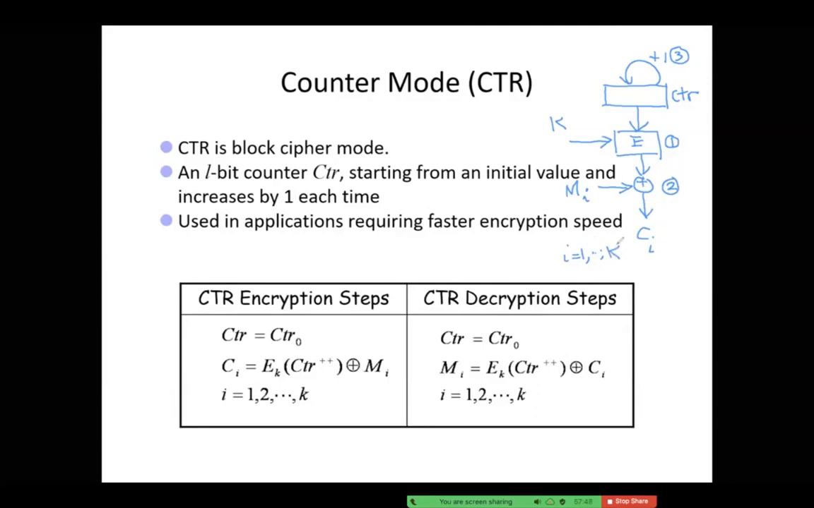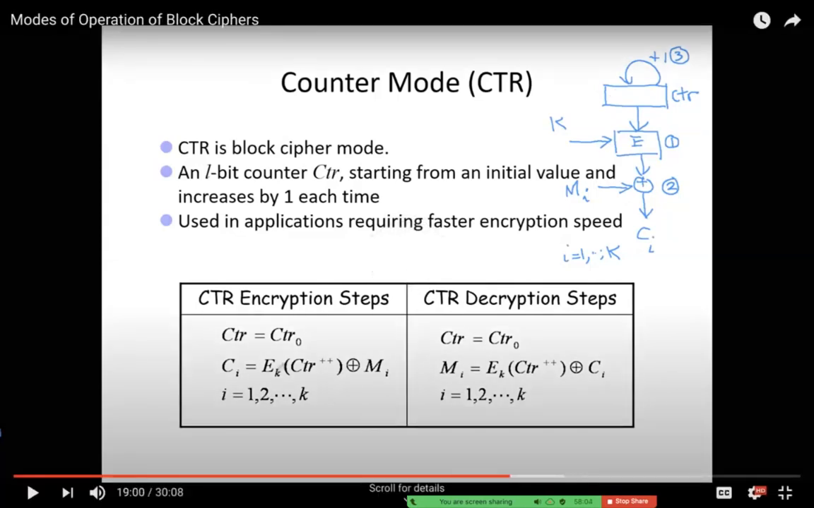So as you can see here, at the receiving side, it will start with the same initial value of this counter and follow this procedure. So it mentions for the counter, starting from an initial value. As an example, would we start from 0 or would we start from some random value like 15 in binary? As long as both sides start from the same value, it doesn't matter which one.